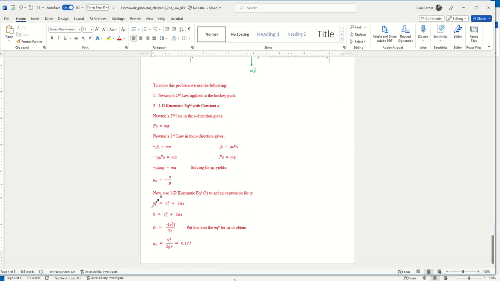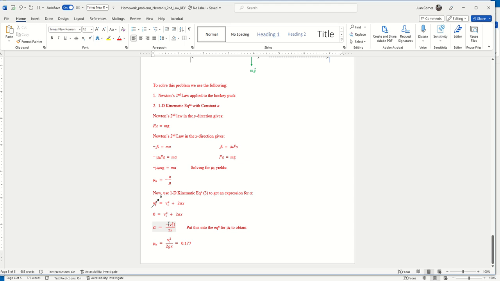So here's kinematic equation 3. V final squared equals v initial squared plus 2ax. Well, v final squared is 0, so that term goes away. So I have 0 equals vi squared plus 2ax. Solve for a. And a is equal to, just be careful, it's minus vi squared all over 2x. So that's my expression for a.